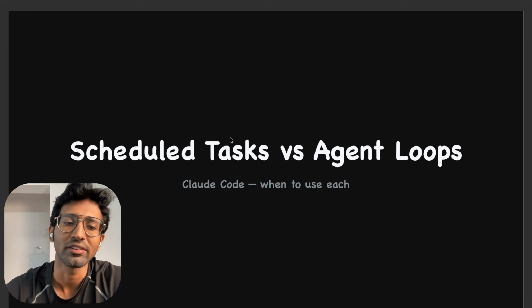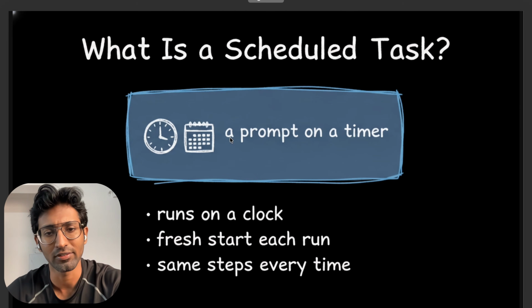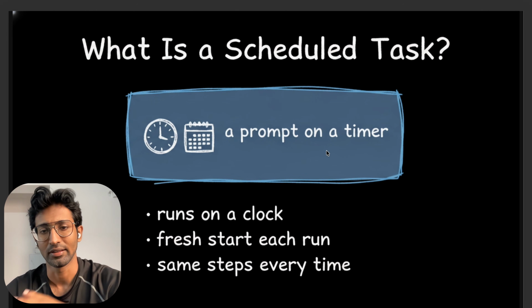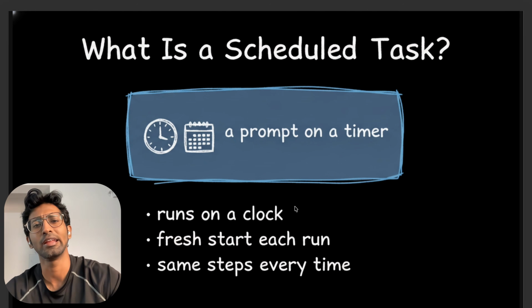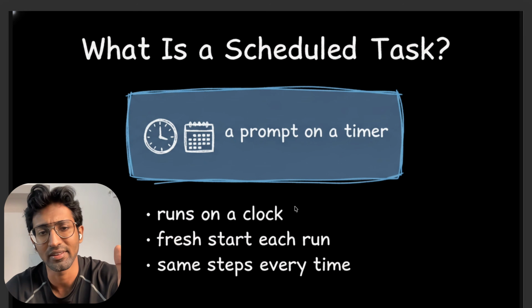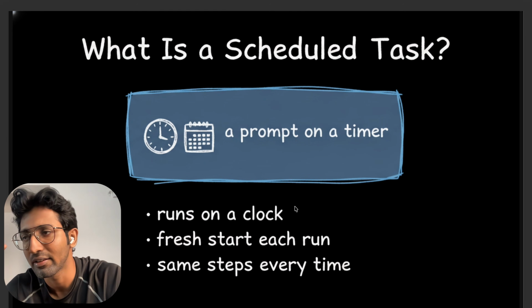Now let's understand the difference between scheduled task and agent loops. I'll be using Claude Code for this. So what exactly is a scheduled task? It's a prompt on a timer. It runs on a clock. It could run weekly, or you can run it on a daily basis at a particular time. Whatever task you're assigning, it can run at exactly that time.